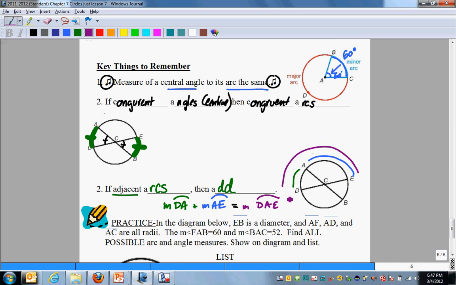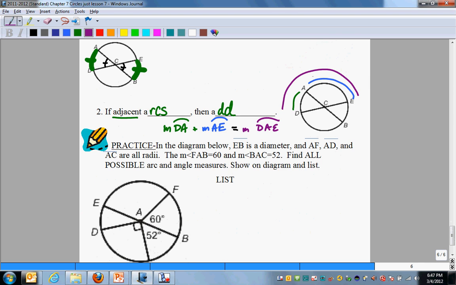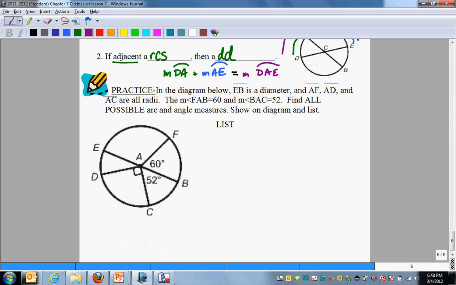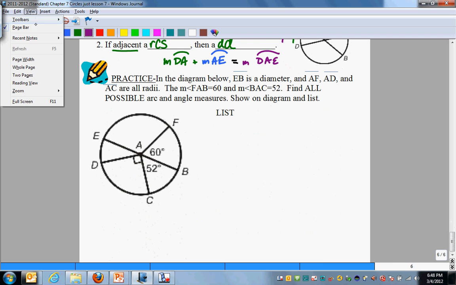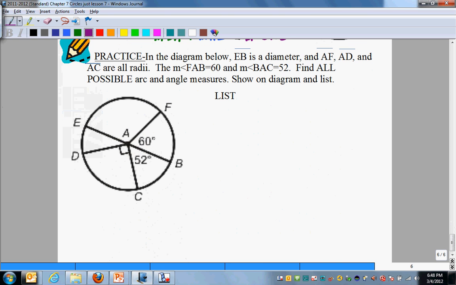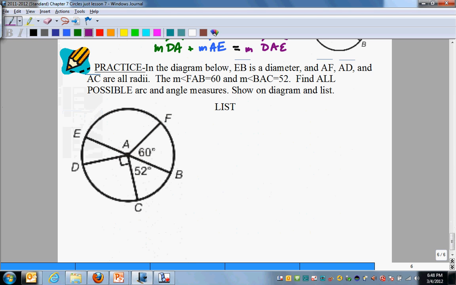With that understanding, let's try this problem. I'm going to read. It says in the diagram below, EB is a diameter, AF, AD, and AC are all radii. The measure of angle FAB is 60 and BAC is 52. Find all possible arc and angle measures.